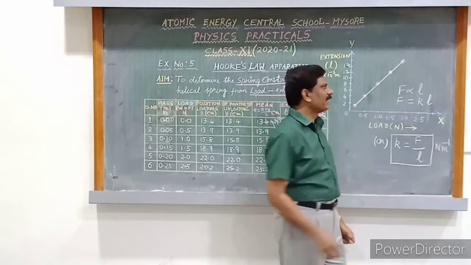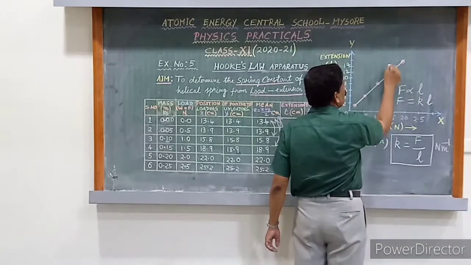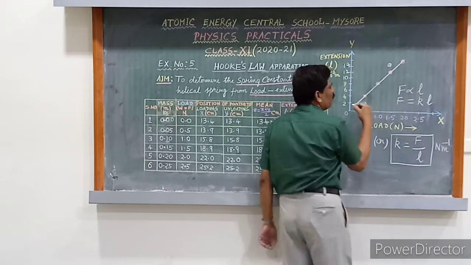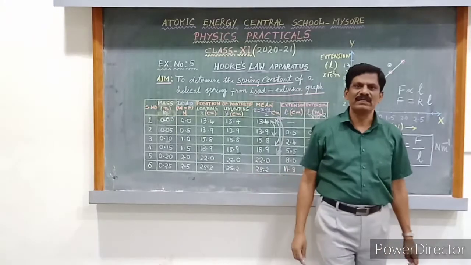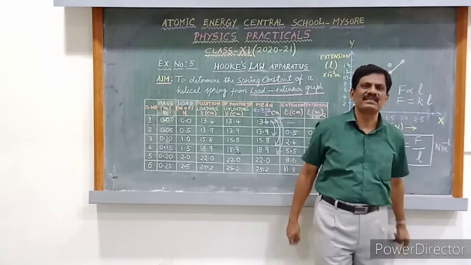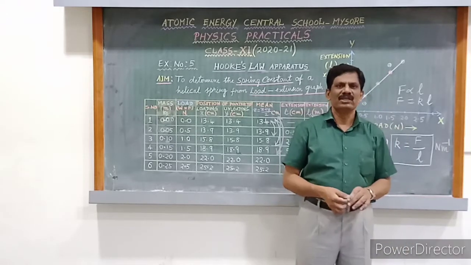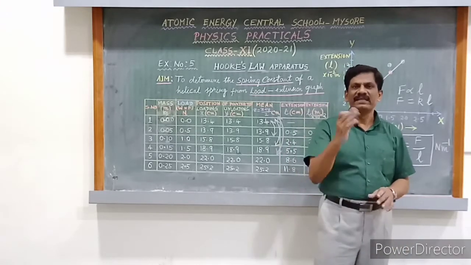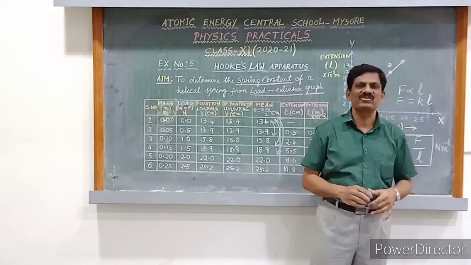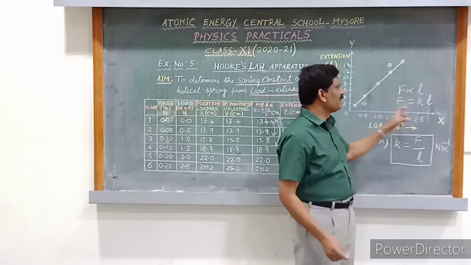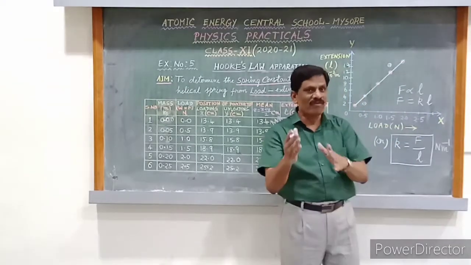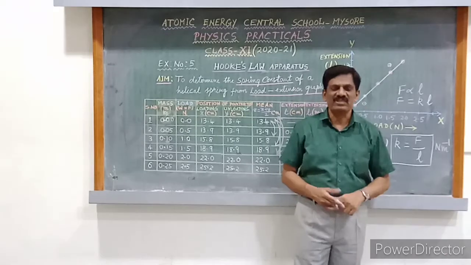Sometimes when you plot a graph, one or 2 points, so one point may be above this, another point may be below this. Don't worry about it. Out of 5 observations, at least 3 observations will lie on the line. You need not worry. We have studied in mathematics y is equal to mx plus c. That is the equation of a straight line. Like that here F is equal to K times L is an equation of a straight line. Therefore we are getting a graph as a straight line.